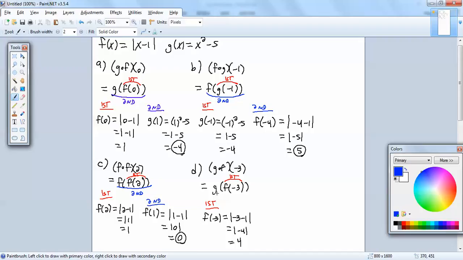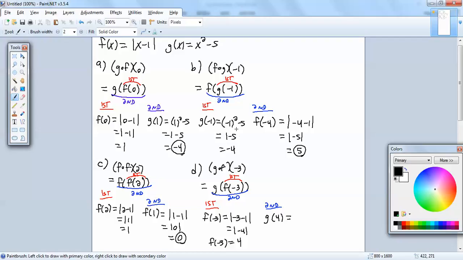And then second, I'm going to focus on the outer. Because remember what this is. This is equal to f of negative 3. f of negative 3 is equal to 4. Which means we'll replace the f of negative 3 right here with 4. So we're really finding g of 4.